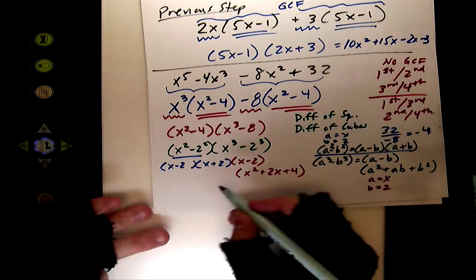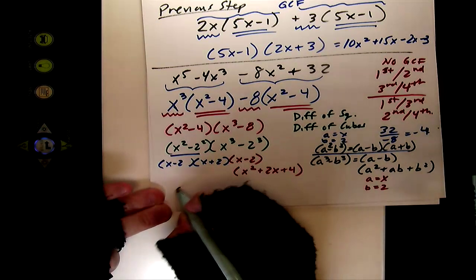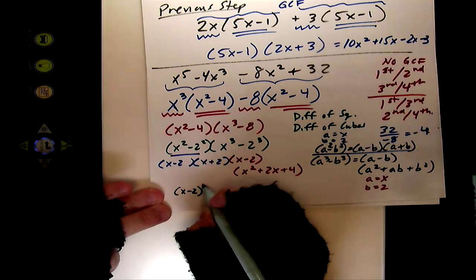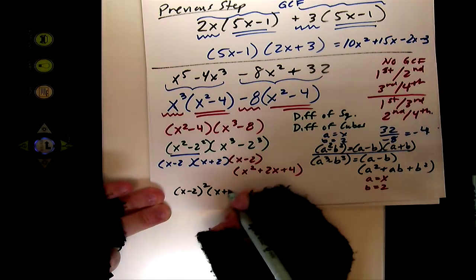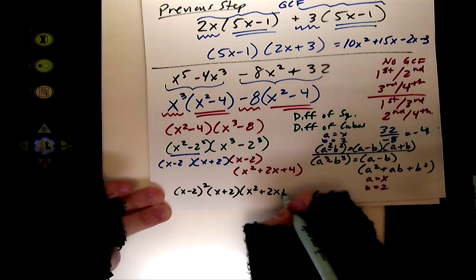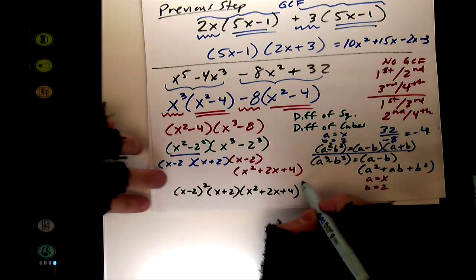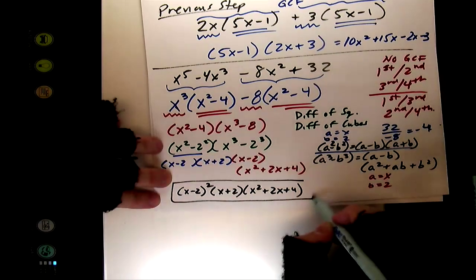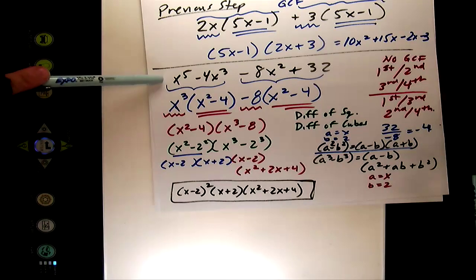This condenses down a little bit cleaner. I've got two factors of x minus 2, so I can write this as x minus 2 squared, x plus 2, x squared plus 2x plus 4. And if you take the time to multiply that all back out, we should get that.